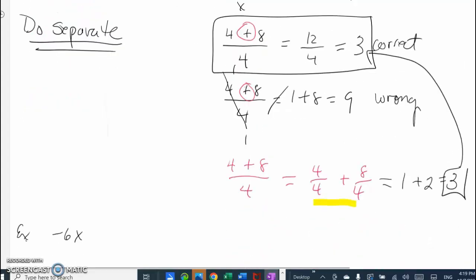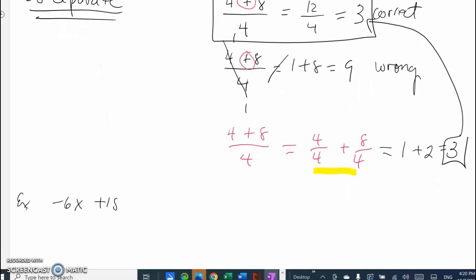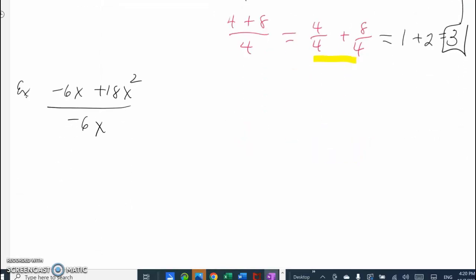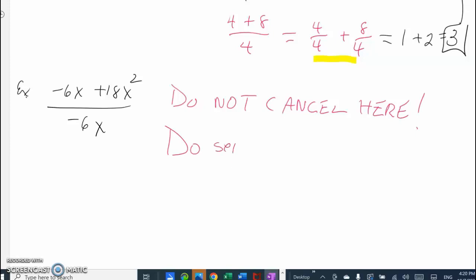plus 18x squared divided by negative 6x. Okay, in the previous example, what did you just learn? You learned do not cancel. I'm going to say it again. Do not cancel here. Absolutely incorrect. But do separate. Do separate the fractions.